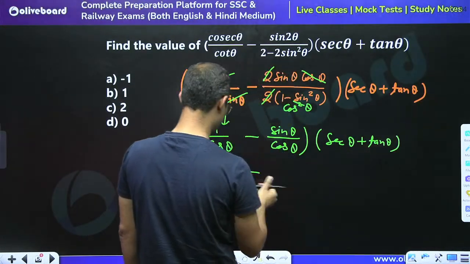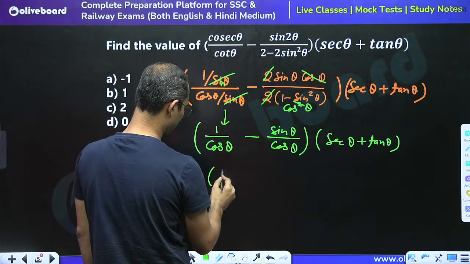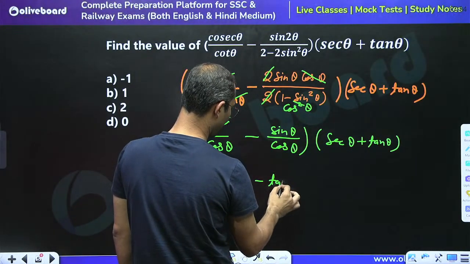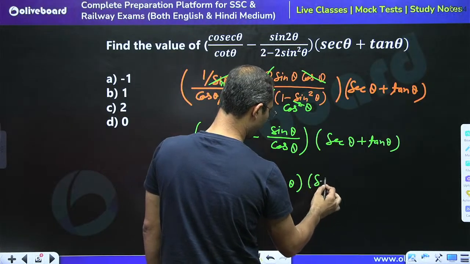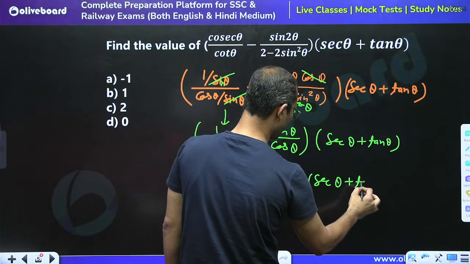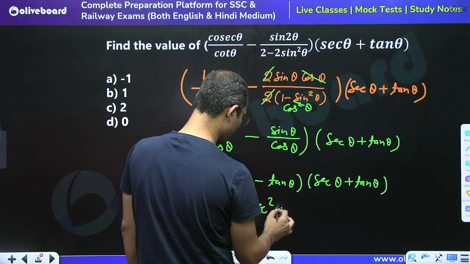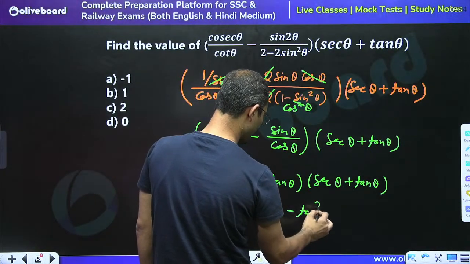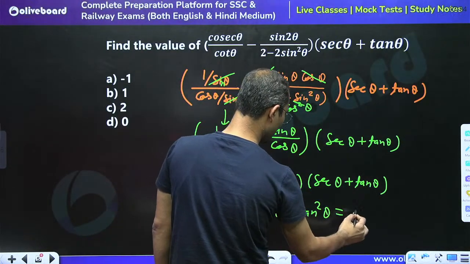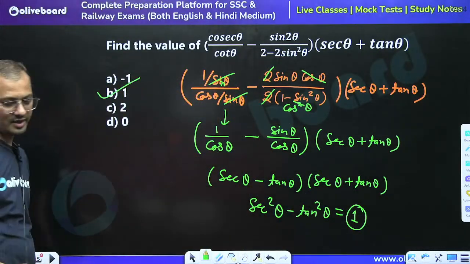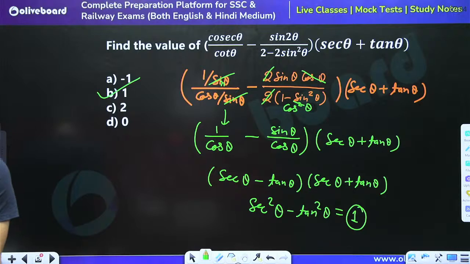So we can say that here we will get sec theta minus tan theta, bracket sec theta plus tan theta. So a minus b, a plus b, we will get sec square theta minus tan square theta, that is equal to 1. So B part is the right answer.